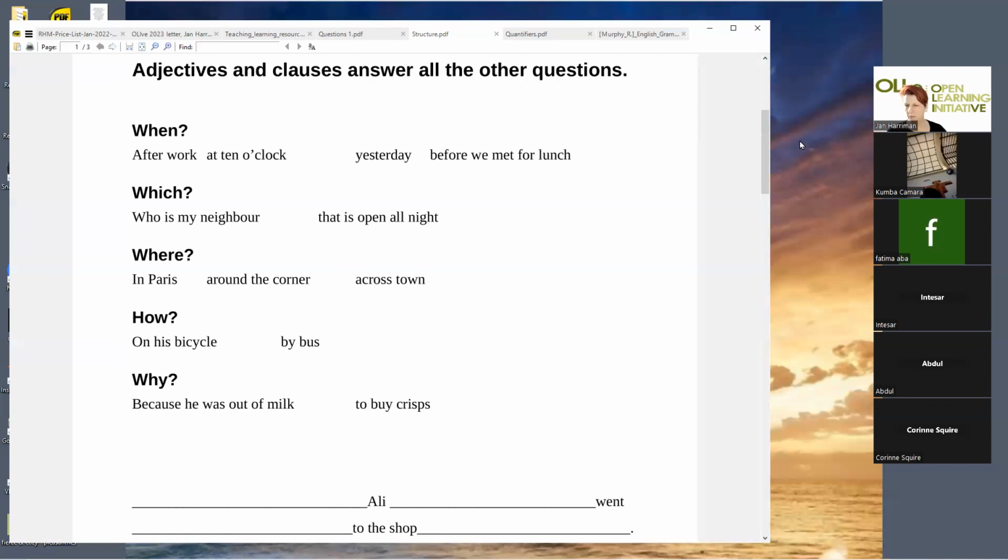But the only thing that I would change is rather than in the corner, we would say on the corner. Okay. So the preposition for the corner, around the corner works, on the corner also works. Really good. Good job.